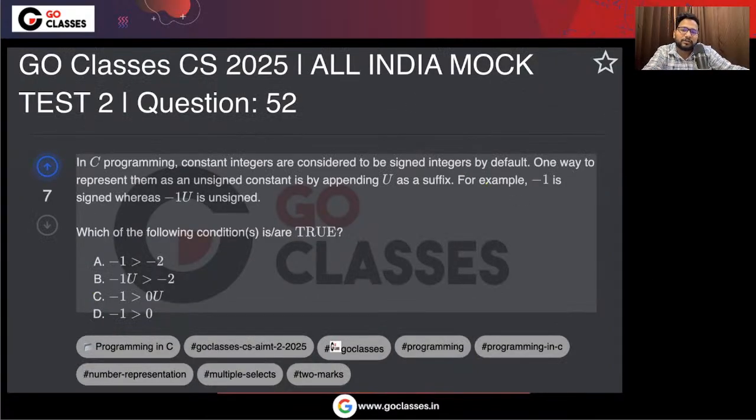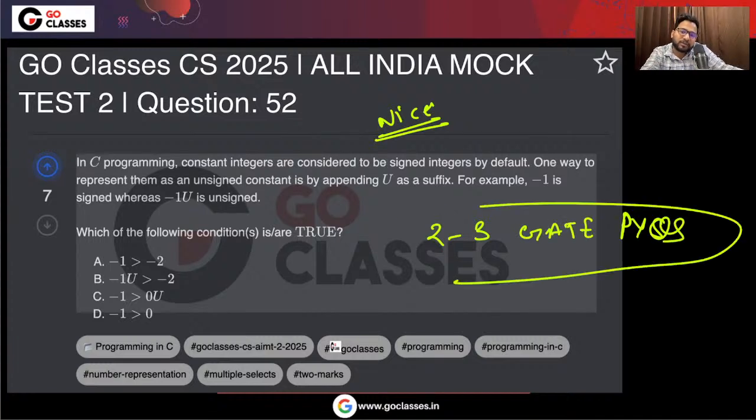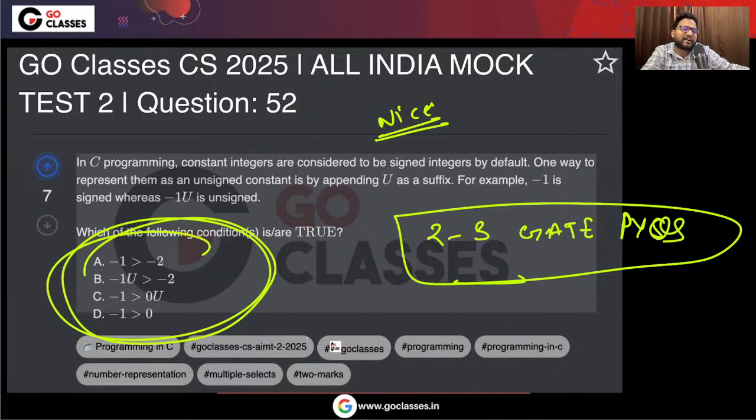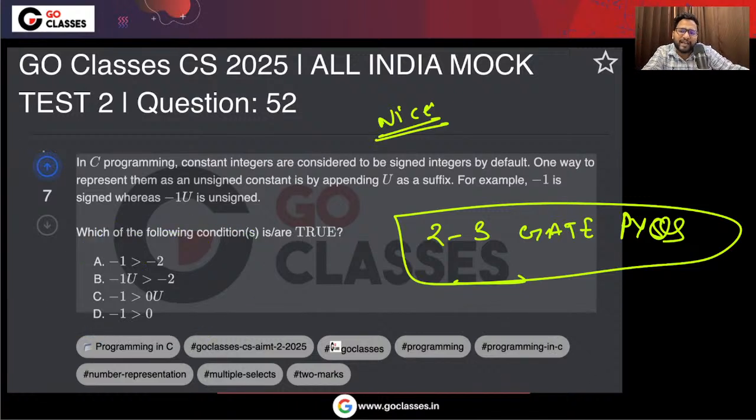Now let's see this question. This was a nice question, I will say, and one or two or three GATE PYQs are there which use these kind of things, which means the signed and unsigned comparison. And we have very well covered it. For the GO Classes students, if anyone here is a GO Classes student, just let me know, because they can tell you that this has been very well covered in the class. I mean, signed and unsigned things have been very well covered.